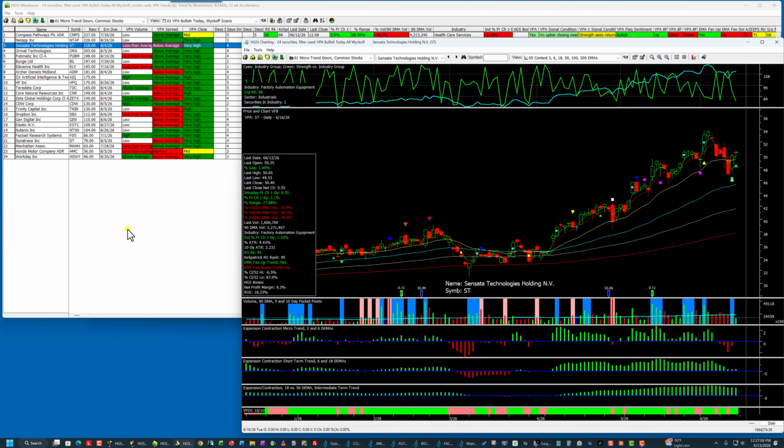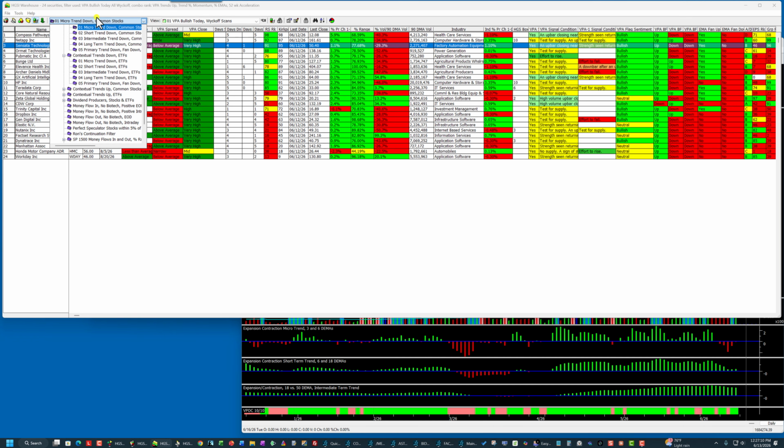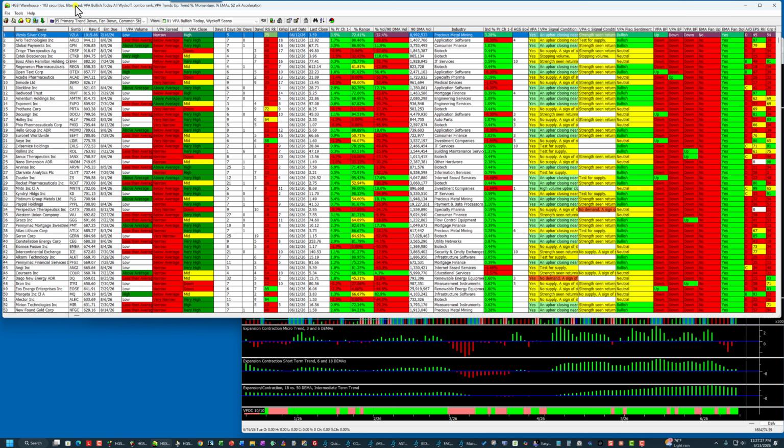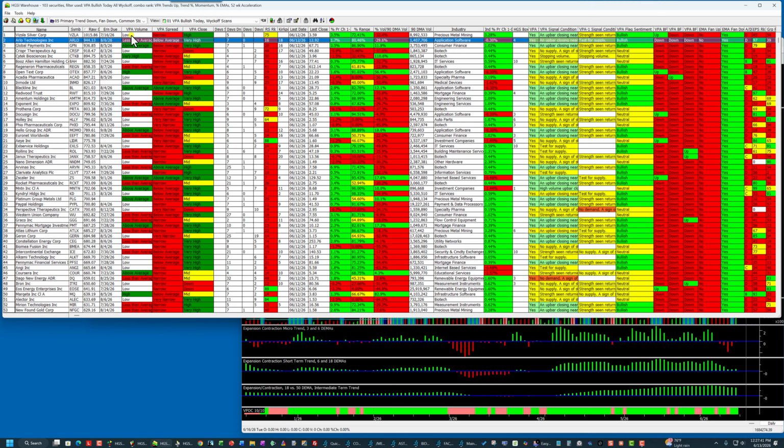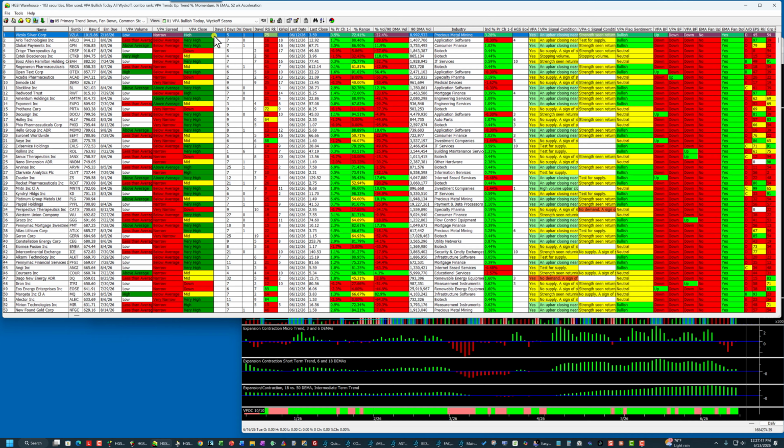Taking this a little bit further, and you can come in here and play with this and choose what you want to choose. But let's go all the way down to primary trend down. The fan is down. These are common stocks. So look at there's 103 of them. But with the combo, you can see over here, here's the VPA signals. These relative strength rankings are generally very poor, but we're just looking here at the stocks, volume, spread, and close, and seeing what the VPA signal is.